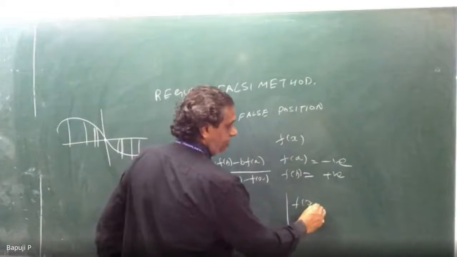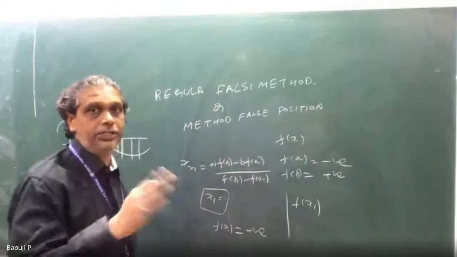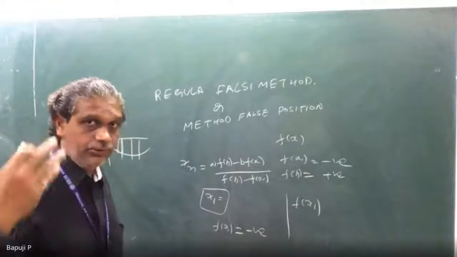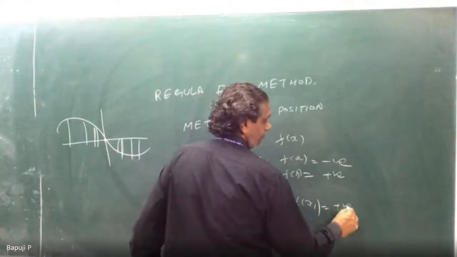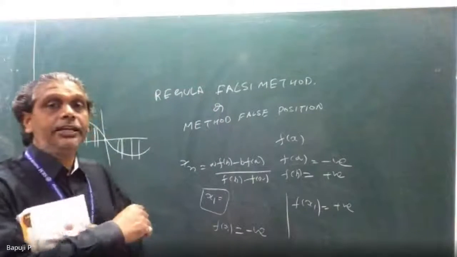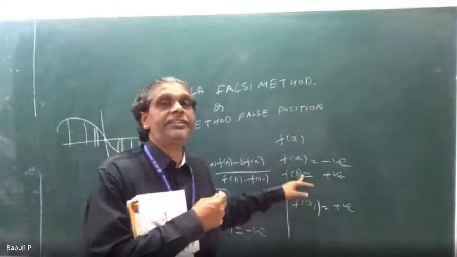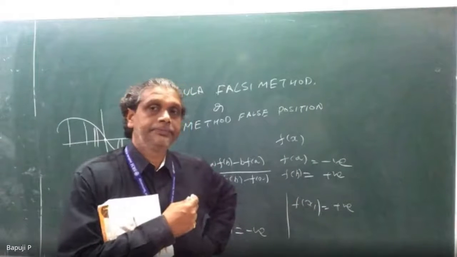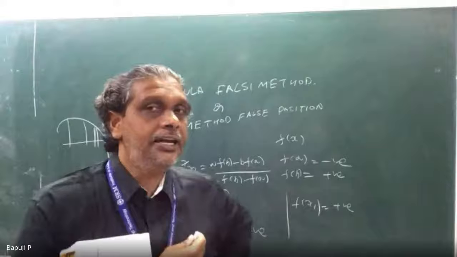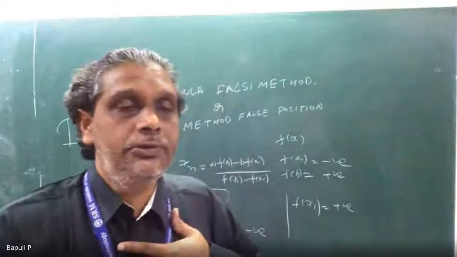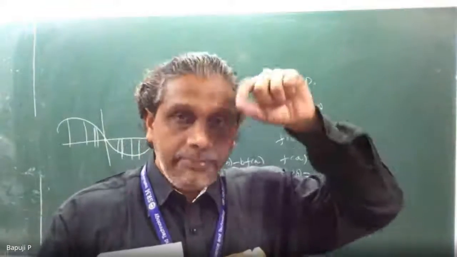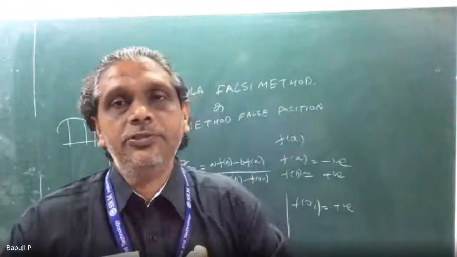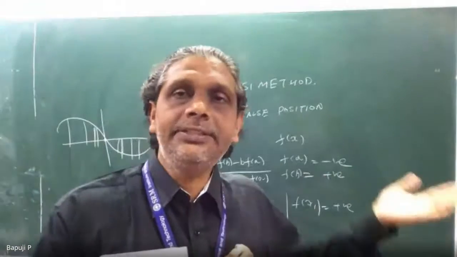If f of x1, don't get confused about positive and negative, I am explaining two cases. Suppose f of x1 is positive. Then what will you take? Take x1 as b, leave the previous b. So if my new value at that function is negative, leave the previous negative. If at my new value the function is positive, leave the previous positive value. This you can keep as b.